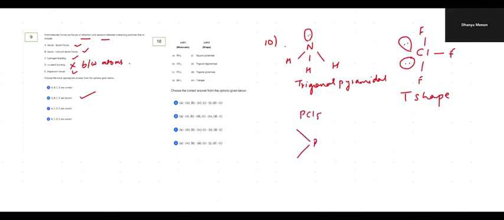Cl, Cl, Cl. This is trigonal bipyramidal. Okay. And the last one is BF5.